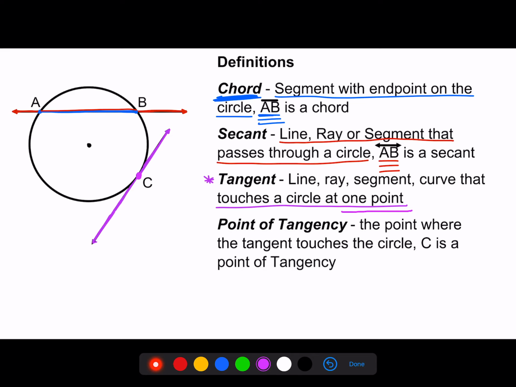Lastly, point of tangency. That's the point where the tangent touches the circle. So in this case, point C is our point of tangency. So just some definitions for us to know. I'm going to be asking about these later on while we're going through them. So make sure that you know how to identify a chord, how to identify a secant, and how to identify a tangent. Knowing all three of those will be very important for you going forward.